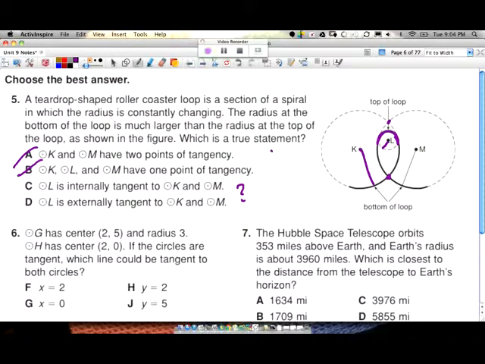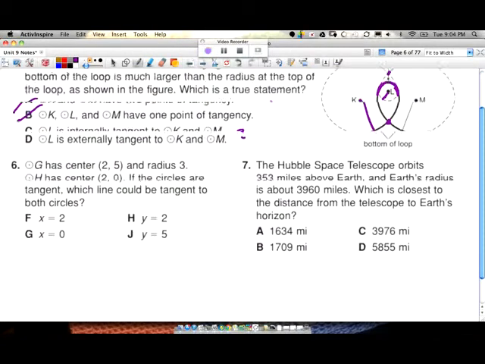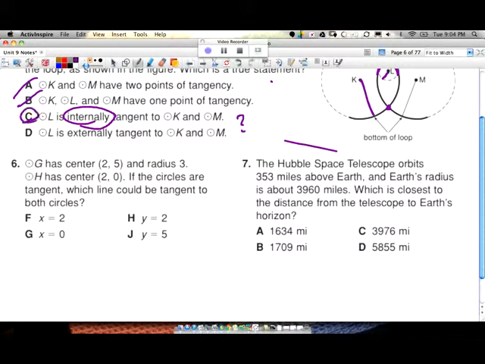All right, let's look at this. G, I'm going to say internally, by the way. I'm going with a hunch there, because I think external means like this, and internal means like this, where it's one inside the other. And L is internal for each of those.